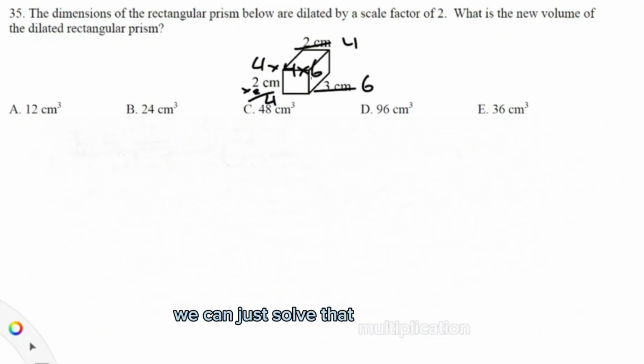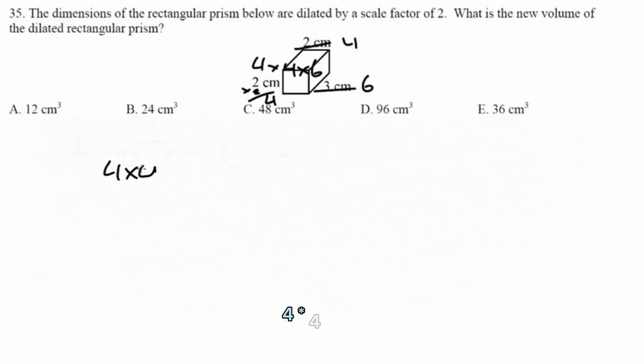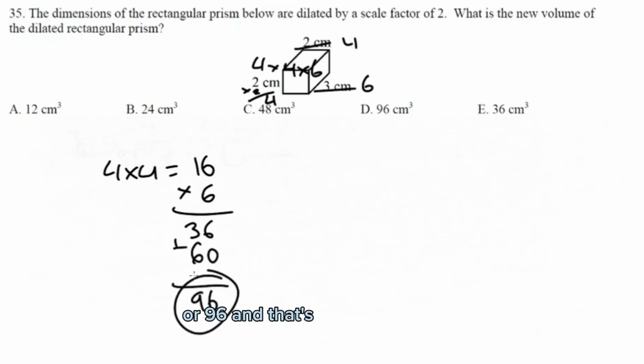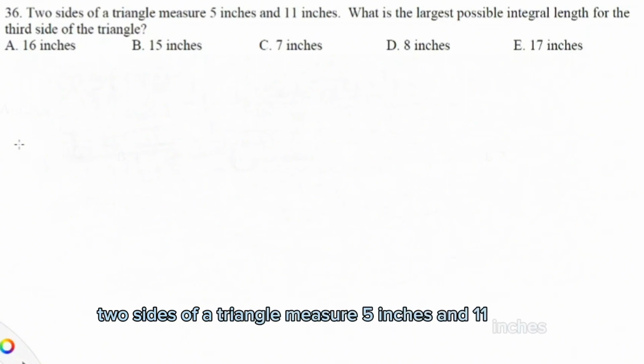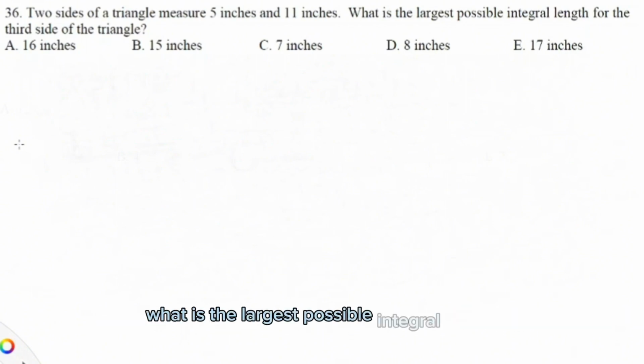We can just solve that multiplication. 4 times 4 is 16. And 16 times 6 is 36 plus 60, or 96. And that's your answer. Next, two sides of a triangle measure 5 inches and 11 inches. What is the largest possible integral length for the third side of the triangle?